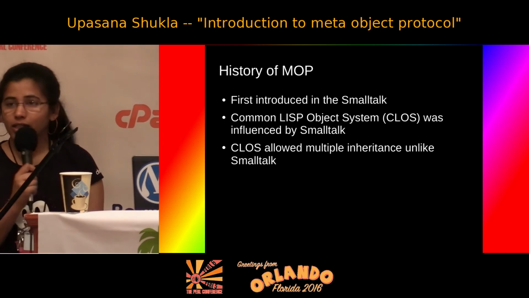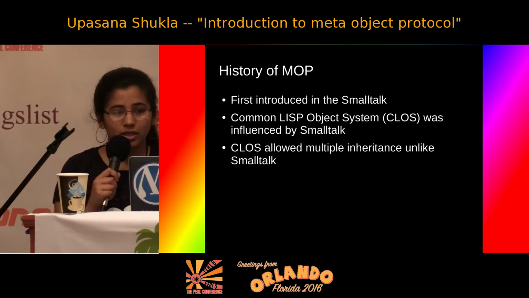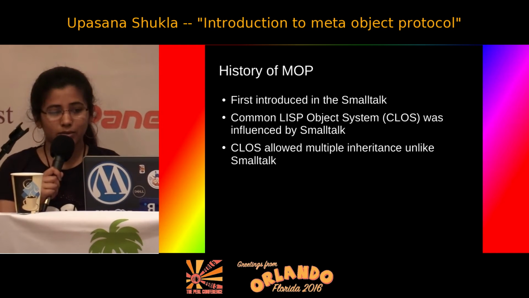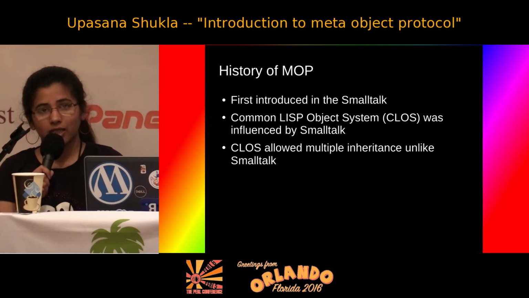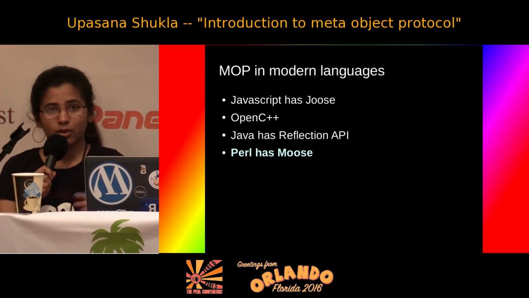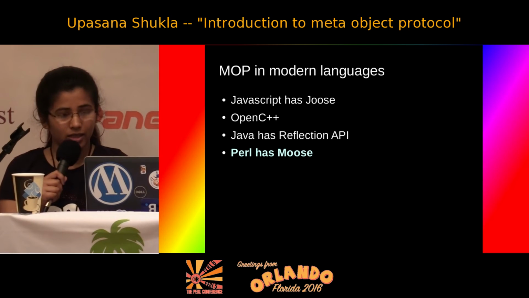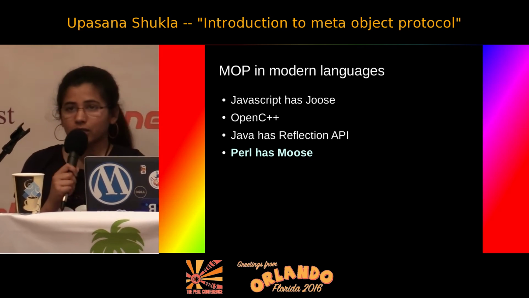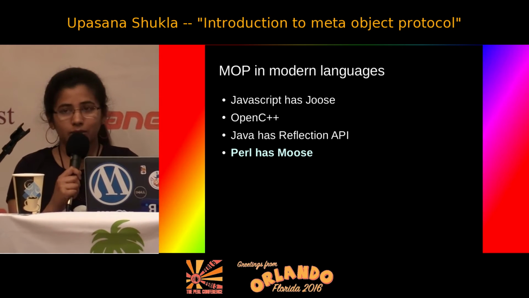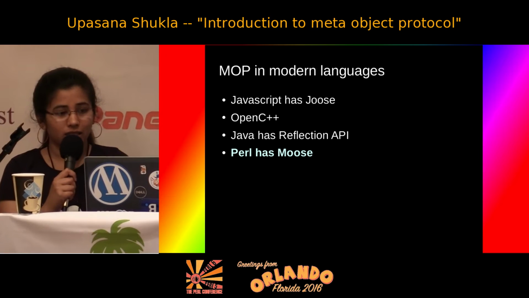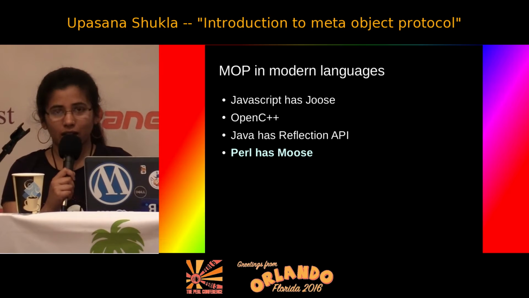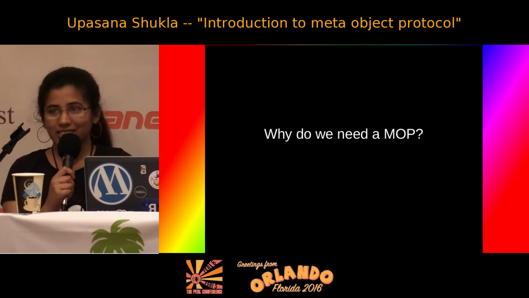Then history. It was first introduced in Smalltalk language. Then Common Lisp object system came into picture. It was influenced by Smalltalk, but unlike Smalltalk, it also allowed multiple inheritance. In modern languages, quite a few have MOP. JavaScript has Juice, C++ has a library called OpenC++. Java has Reflection API, and Perl has Moose. I think you all are familiar with Moose?